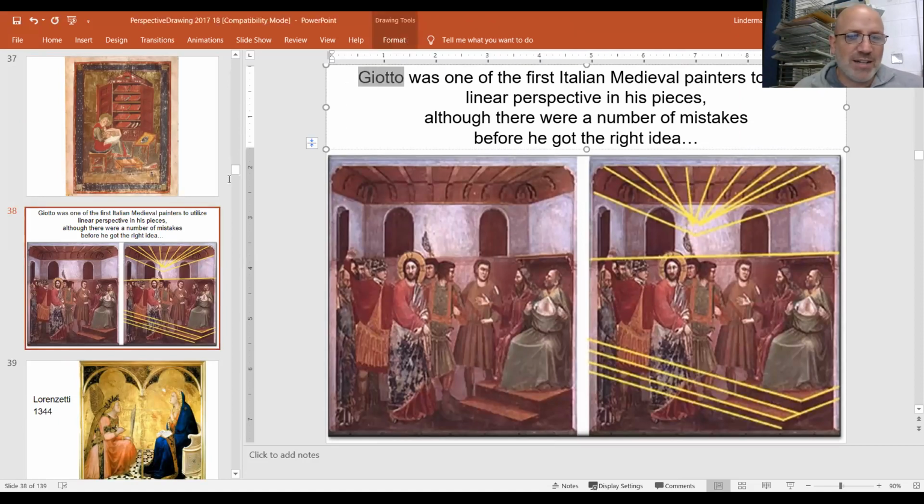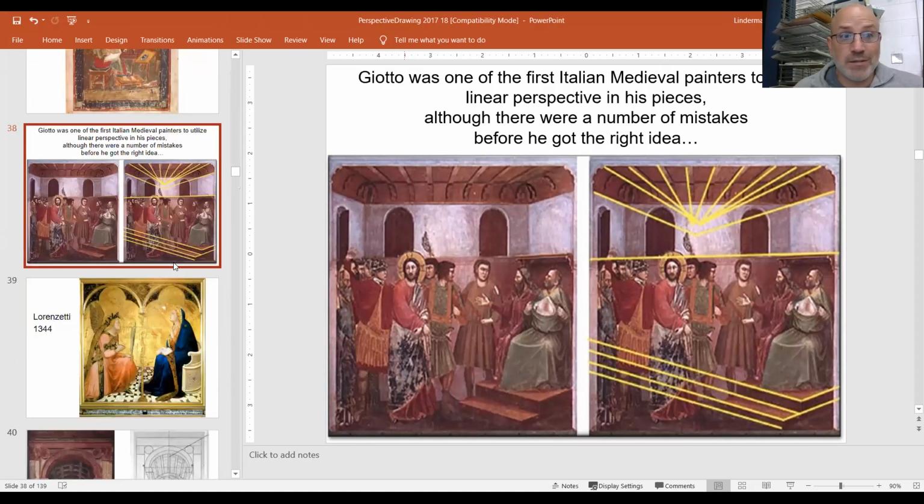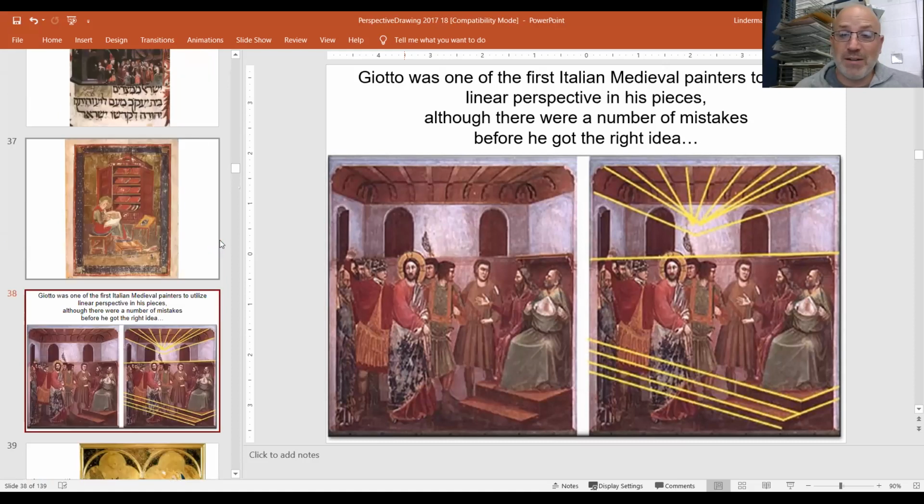And so the next few slides you're going to see are very religious in nature. It's not a religion lesson, it's just that the birth of perspective happened in Italy during the Renaissance, and religion was big on their mind. So, well, Giotto gets close.